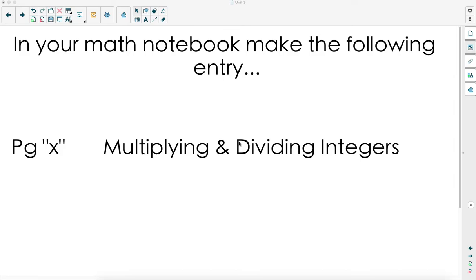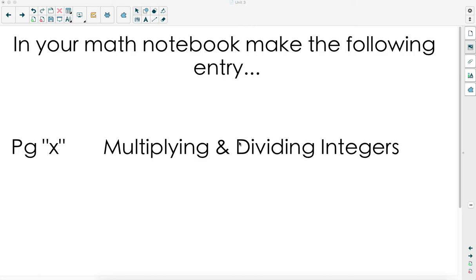Today we are starting a new math topic called multiplying and dividing integers. So we're going to take those positive and negative numbers, no fractions or decimals, and we're going to multiply and divide them, but this time we're going to incorporate some of those negative numbers.